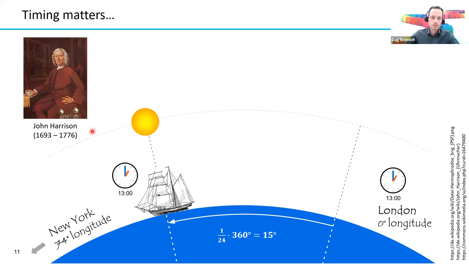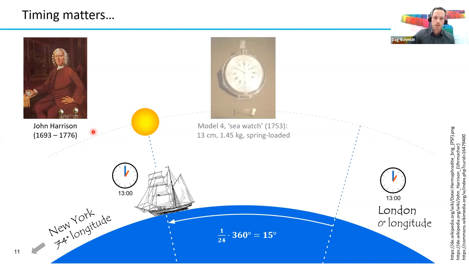And this guy here, John Harrison, was a clockmaker, and he was the one who solved the longitude problem, because at this time, state-of-the-art clocks were pendulum clocks. But a pendulum clock is not very accurate on a rocking ship. So they had to come up with another solution, and John Harrison did. So he invented the so-called sea watch, and this is Model 4, which was the breakthrough. He invented this thing in 1753, and this almost looks like a pocket watch, but it's 13 centimeters in diameter and 1.5 kilogram. So not really for your pocket, but still a very beautiful device.